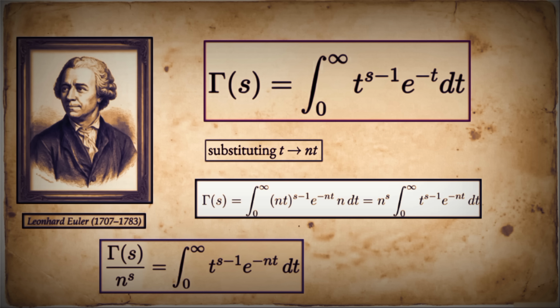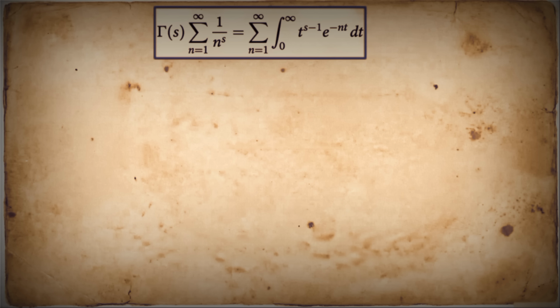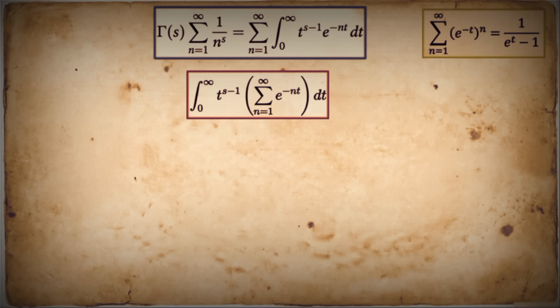Now, sum both sides over all positive integers n, from 1 to infinity. On the left side, the sum of 1 over n to the s is exactly the zeta function at s, so the left side becomes the product of the gamma function and the zeta function. On the right side, the sum and the integral exchange order. This is justified by absolute convergence when s has real part greater than 1, and we get the integral of t to the s minus 1 multiplied by the sum over n of e to the power of negative n times t. That sum is a geometric series.